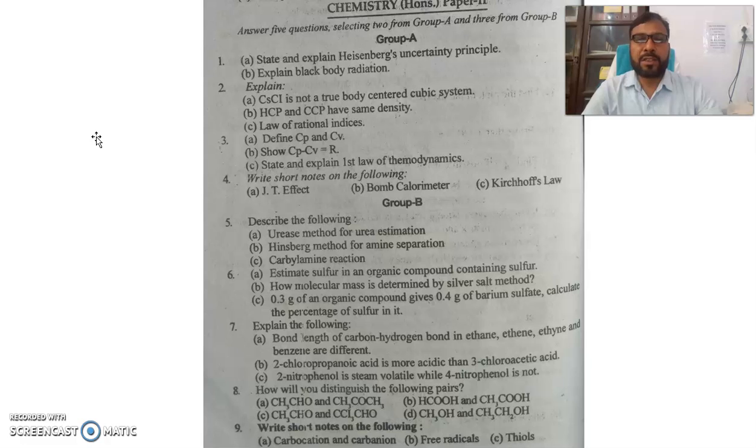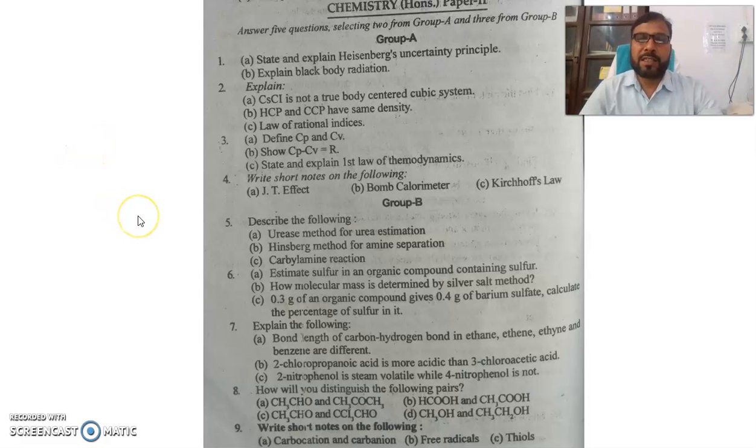The third question, define CP and CV. Show CP minus CV is equal to R. State and explain first law of thermodynamics. And last question, write short notes on the following: JT effect, Joule-Thomson effect, bomb calorimeter and Kirchhoff's law.